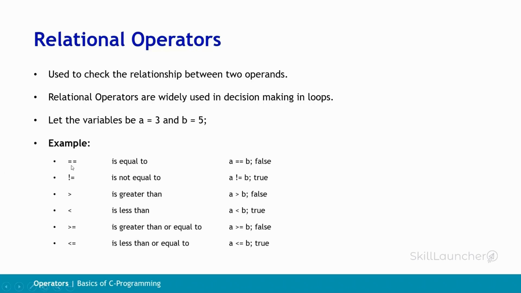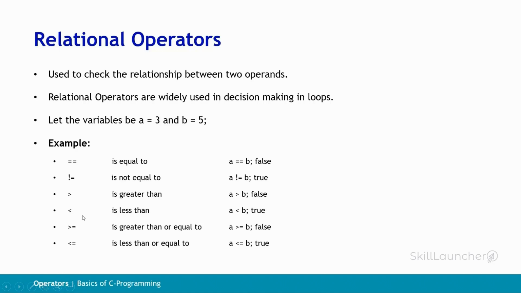The first relational operator is double equal to, that is equal to. So a equal to b, that is 3 equal to 5. Is 3 equal to 5? No. So it will return false, that is the value 0. Exclamation mark equal to indicates the operator is not equal to. So a is not equal to b, that is 3 is not equal to 5. It is true, so it will return the value 1.